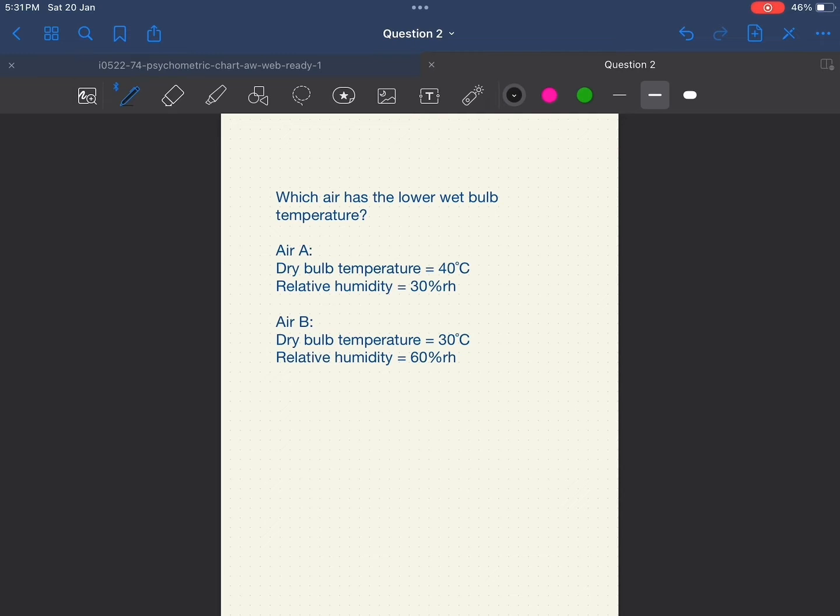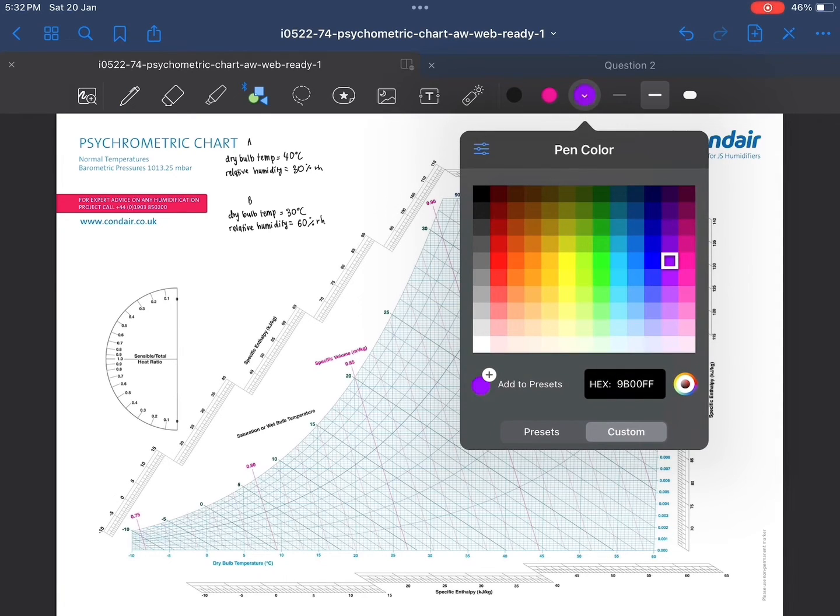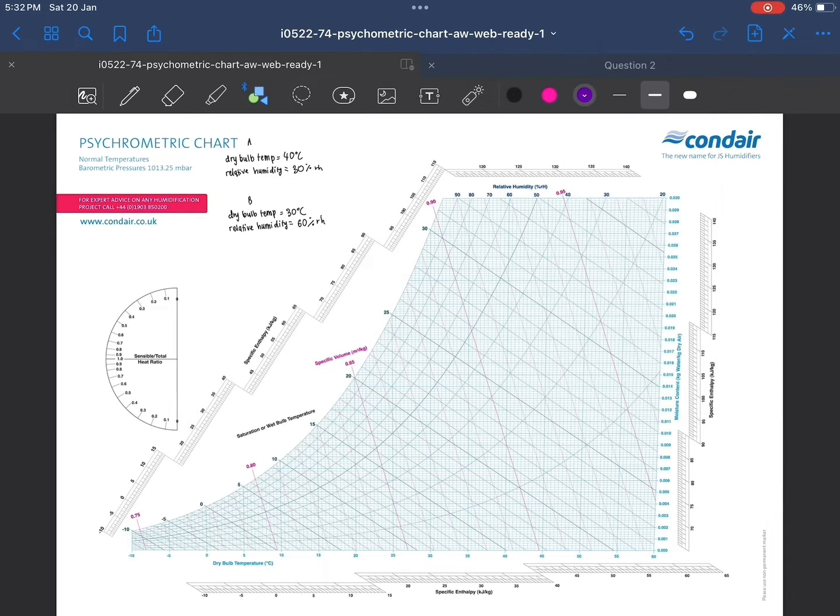Which air has the lower wet bulb temperature? For air A, information given is dry bulb temperature at 40 degrees Celsius and relative humidity at 30% RH. For our air B, dry bulb temperature is 30 degrees Celsius and relative humidity is 60% RH. To find the wet bulb temperature, firstly we have to draw the line of dry bulb temperature and relative humidity, and then from both of the lines find the intersection to determine the wet bulb temperature.